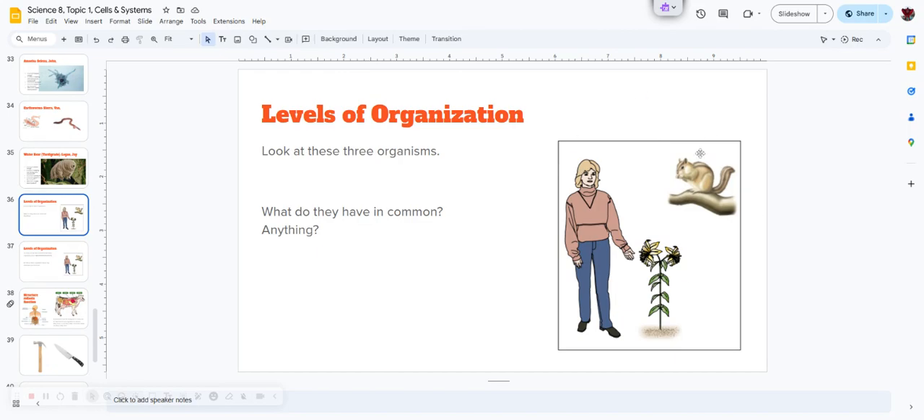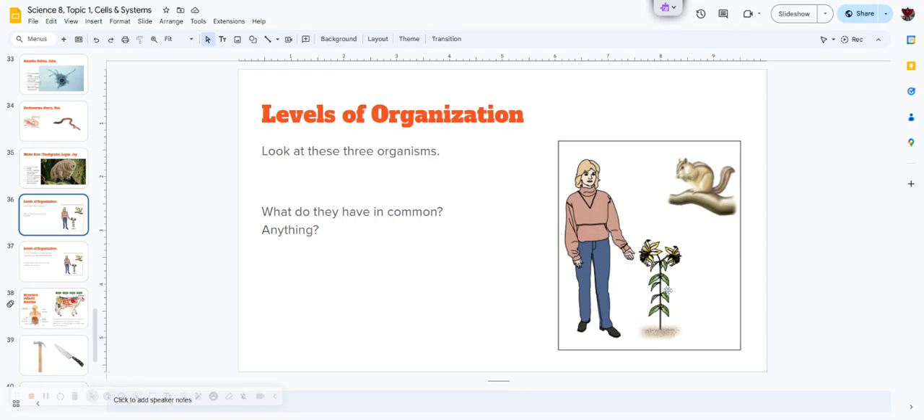I mean, if you look at this person and the squirrel, yeah, they both have fur or some kind of hair, right? They both have eyeballs, they've got mouths, okay? They ingest food, they eat them. They're both mammals. So the squirrel and the human have quite a bit in common. But what about the flower? Does the flower have anything in common with either of them?